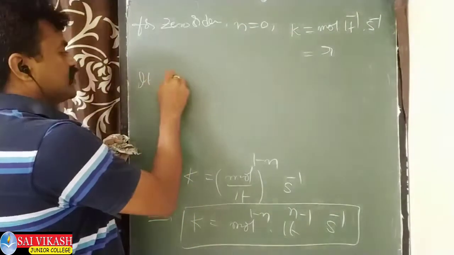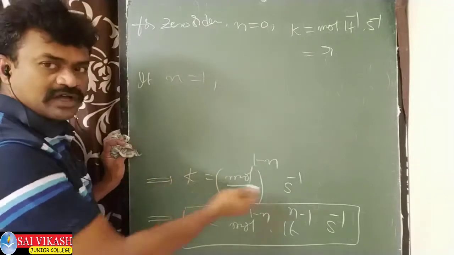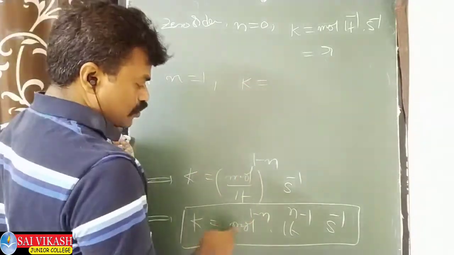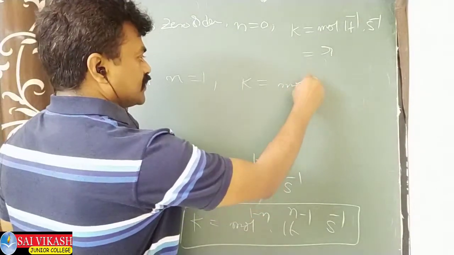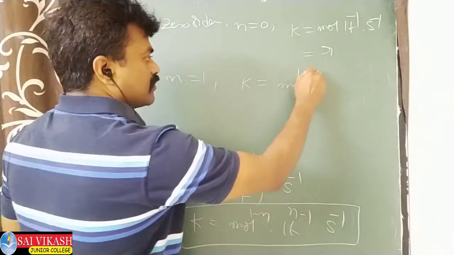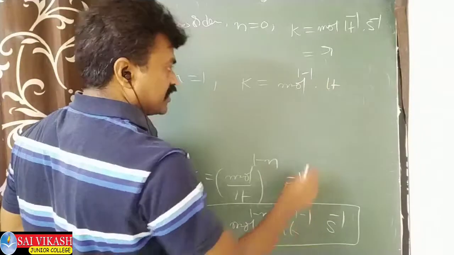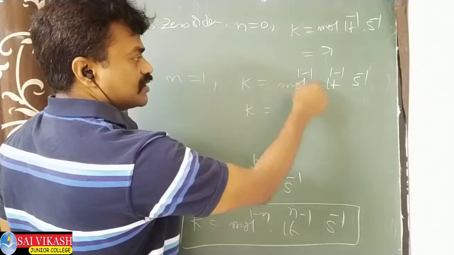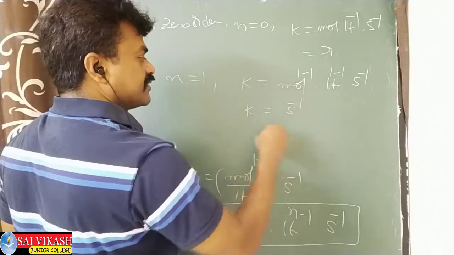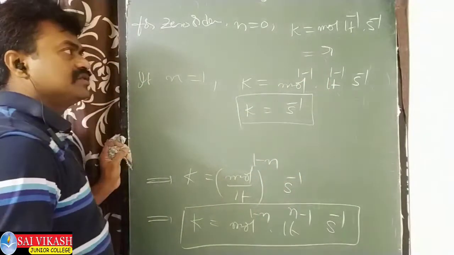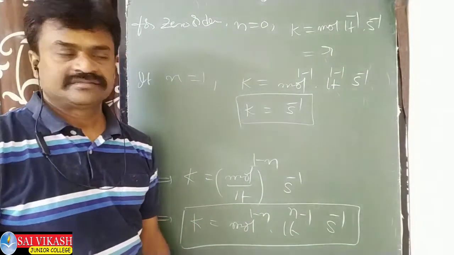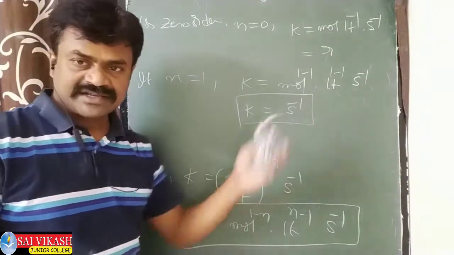Now for first order, n equal to 1. What will be the unit of K? Mole power 1 minus 1, liter power 1 minus 1, second inverse. Then K is equal to, this is 0, means second inverse. So this is the unit of K for the first order, just per time, per second.